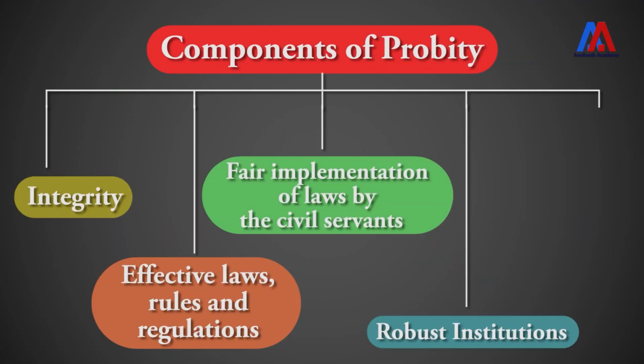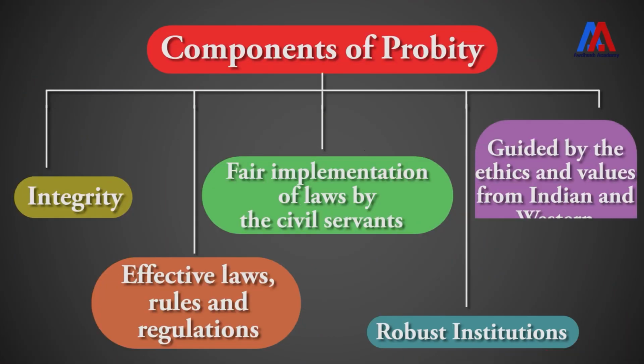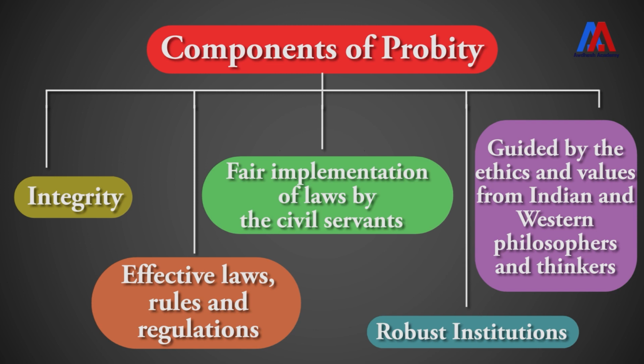The next requirement is the robust institutions. So all the institutions of the government should be robust, they should be independent, and they should follow the rule of law. And finally, the meaning of probity is that we should be guided by the ethics and values from Indian and Western philosophers and thinkers. So whatever are the moral rules that we should follow in our day-to-day life, in professional as well as in personal life. Let us now discuss the different steps which are required for promoting probity in public life.